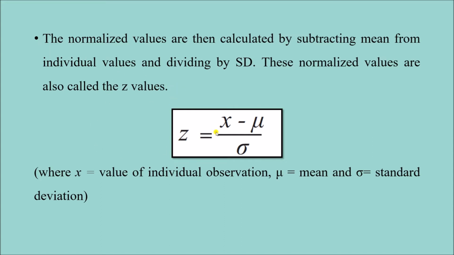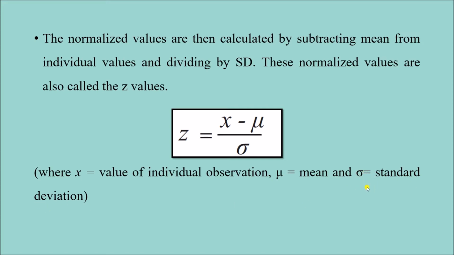So what is Z value? When we subtract the mean value from the observed value and divide it by the standard deviation. I will give you the example so that you understand. Anyway, so x is the value of individual observation, mu is the mean, and standard deviation is represented by the sigma.